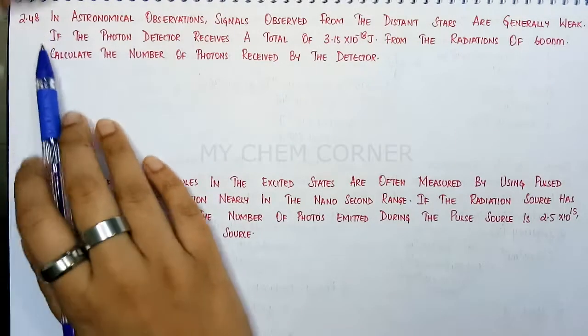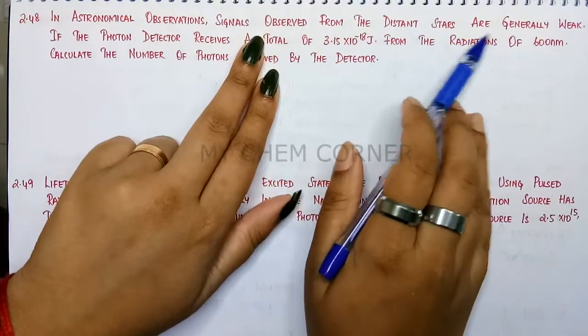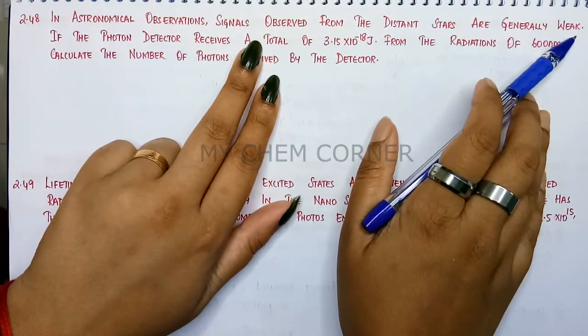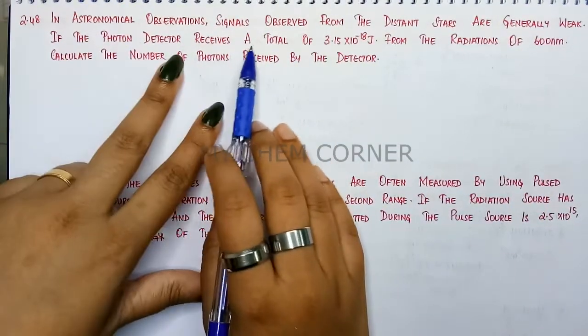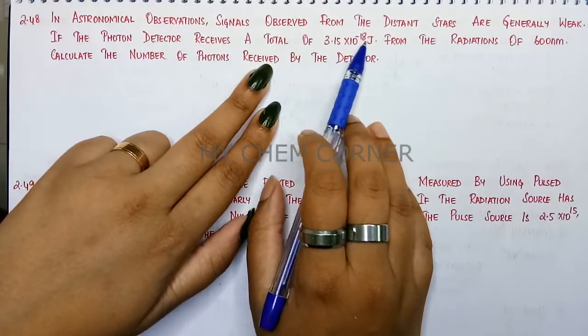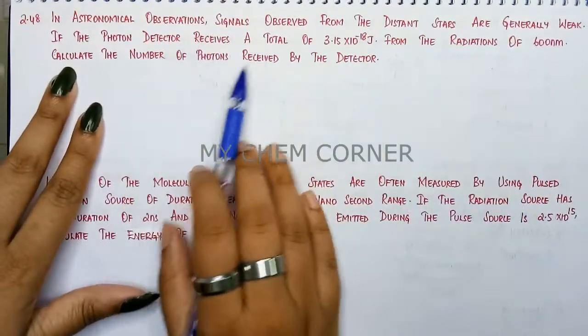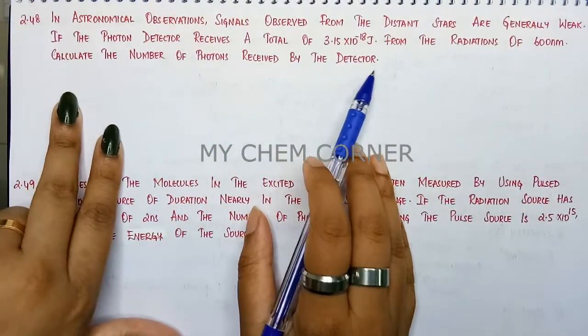Next is question number 2.48. In an astronomical observation, signals observed from distant stars are generally weak. If the photon detector receives a total of 3.15 into 10 to the power minus 18 joules from the radiations of 600 nanometer, calculate the number of photons received by the detector.